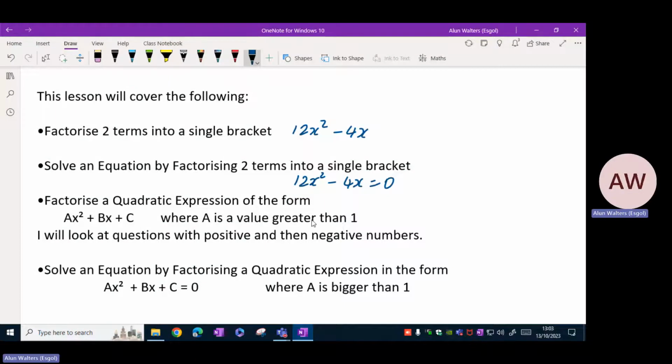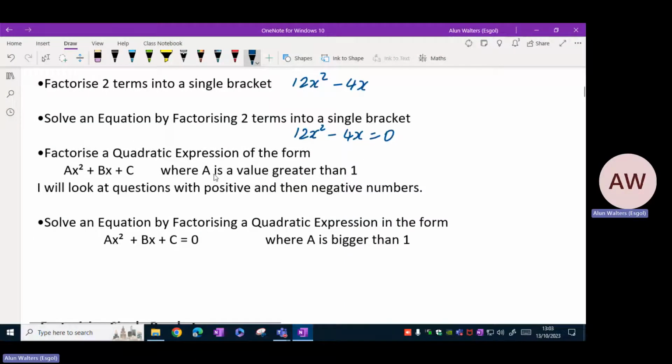The second, or should I say the third bullet point there, is factorising a quadratic expression. Now, we've done some of these previously, but previously, this value of a was just 1. We never ever showed it, but what we're going to end up doing today is factorising expressions such as this. And if we notice that value of a is bigger than 1.